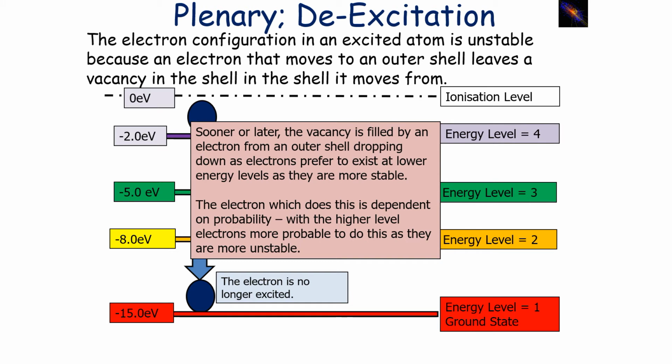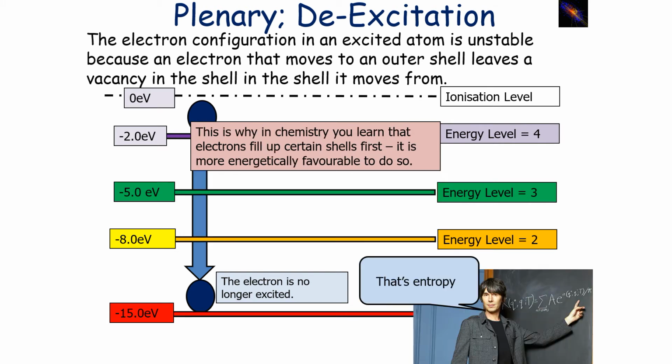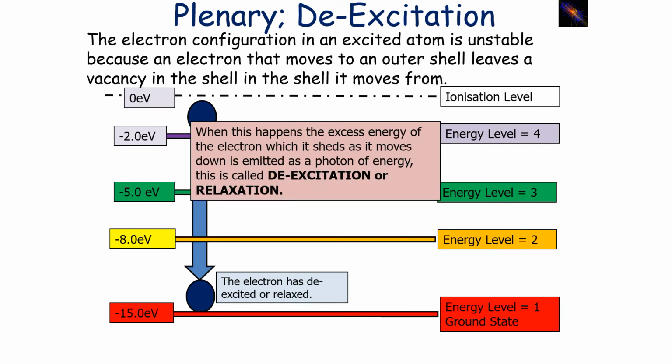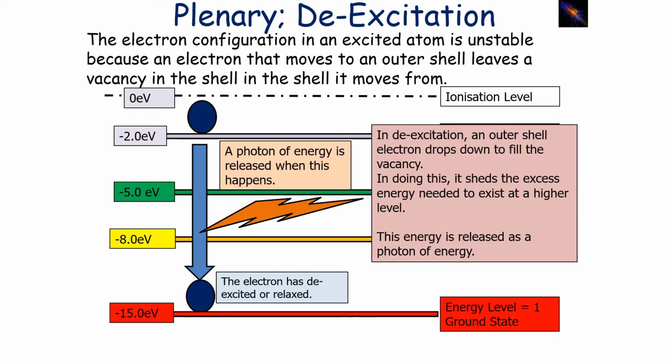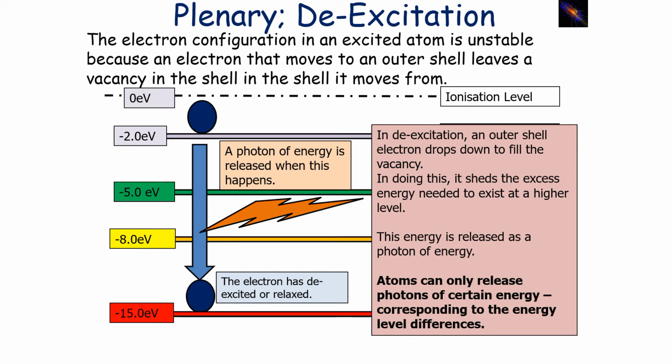Now which one does this is dependent on probability. Now this is why electrons fill up certain shells first. It's more energetically favourable to do so. So when an electron goes down levels, the excess energy of the electron is shed as it moves down, which we call de-excitation or relaxation. Now in de-excitation, the excess energy shed will be as a photon. Now this photon will have an energy equal to the energy level difference of the levels. Now atoms can only release photons of certain energy corresponding to those energy level differences.